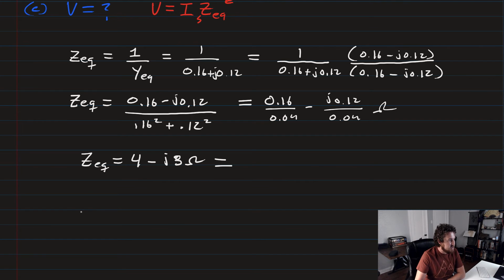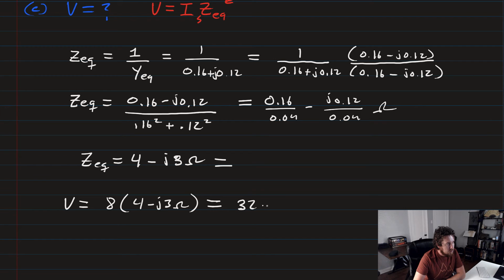That's the impedance. So we need to do V now is equal to 8 times 4 minus j3 ohms. And that is equal to 32 minus j24. Not ohms, but volts. So there we go. There's the answer I would remember from my notes.